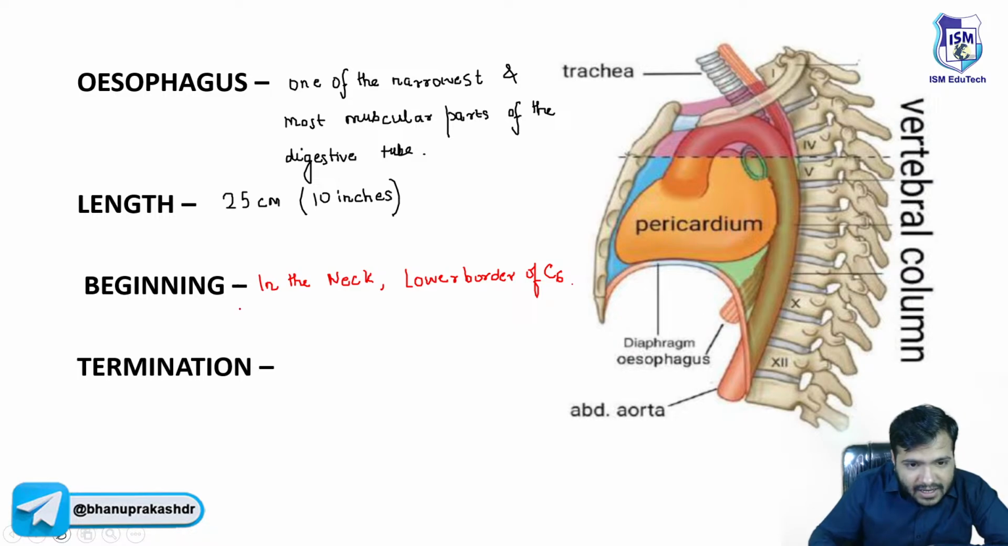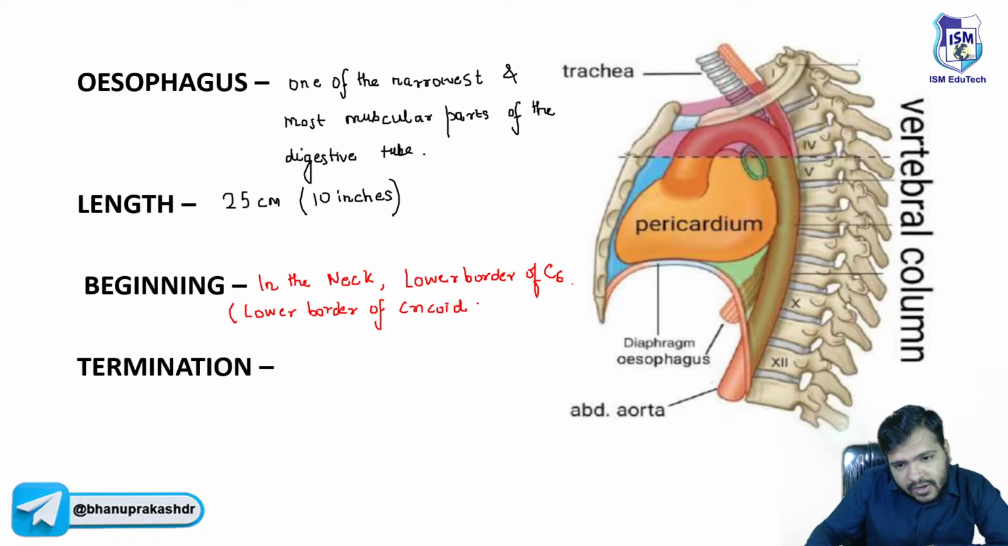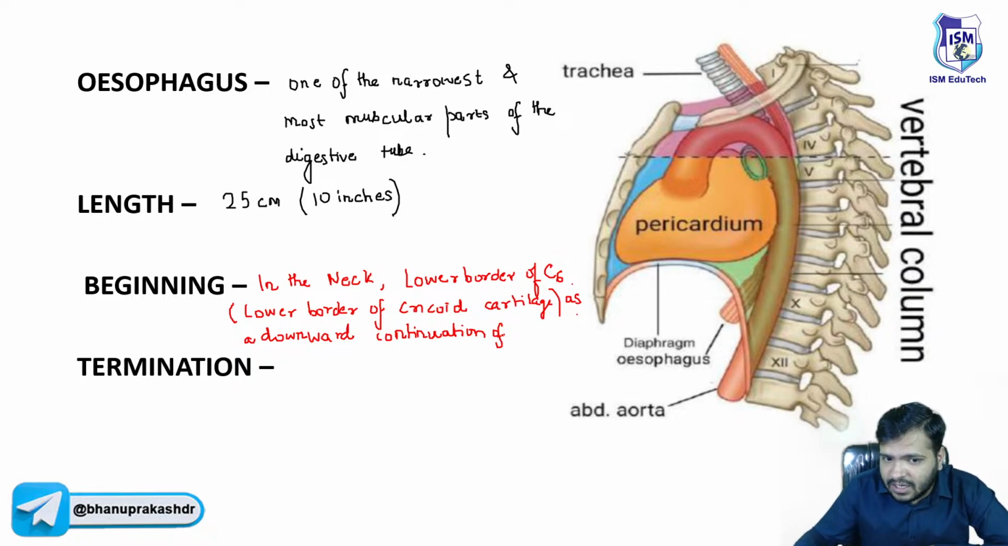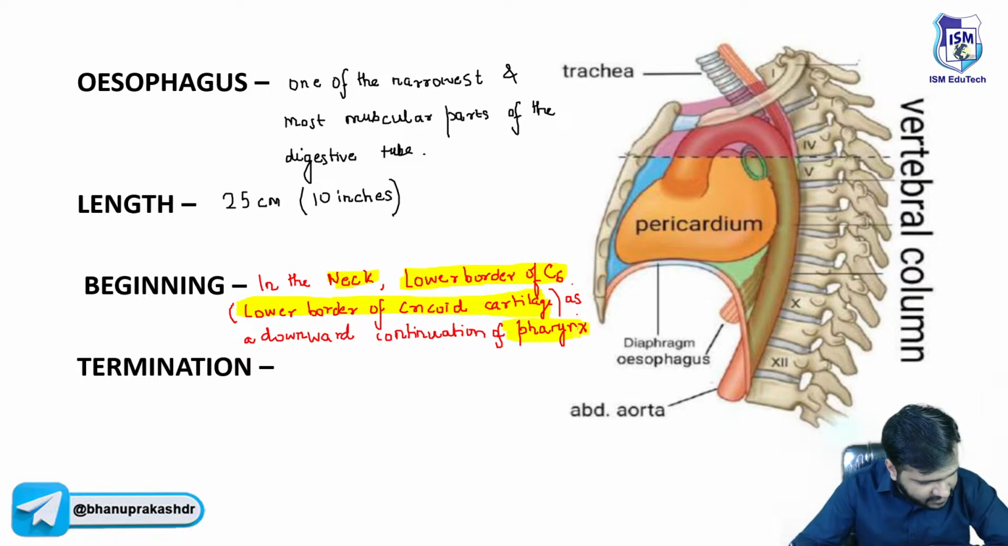Apart from that, you have to remember, beta, it is the lower border of cricoid cartilage as well, and it is a downward continuation of pharynx. Okay, one thing you have to remember: it is lower border of C6, it is lower border of the cricoid cartilage, and it is downward continuation of pharynx. So these 3 points you have to remember, beta: in the neck, lower border of C6, lower border of the cricoid cartilage, and continuation of pharynx.